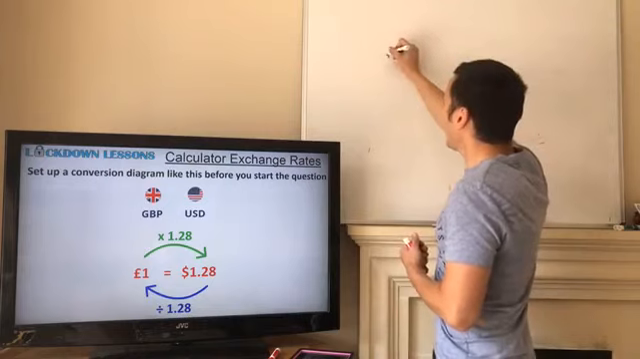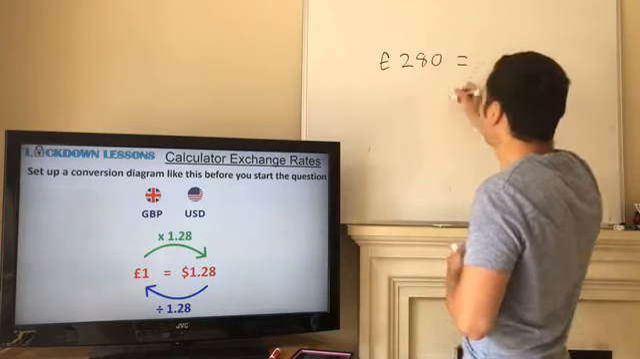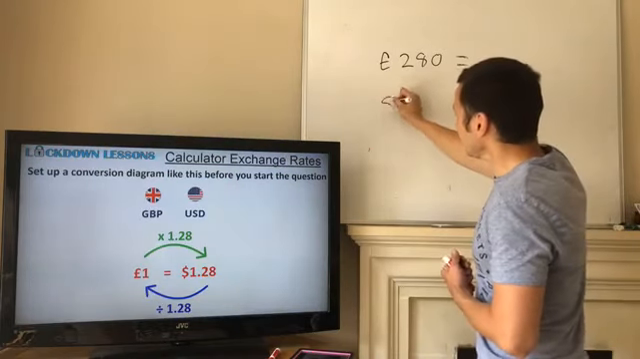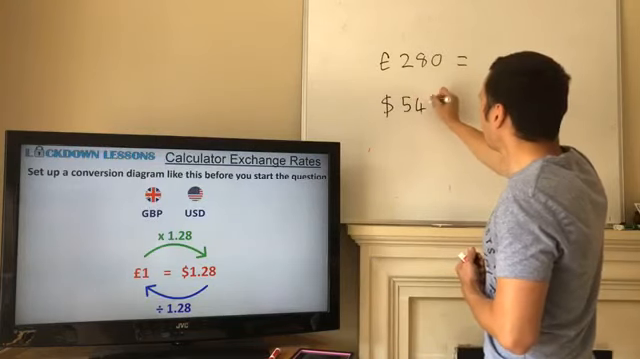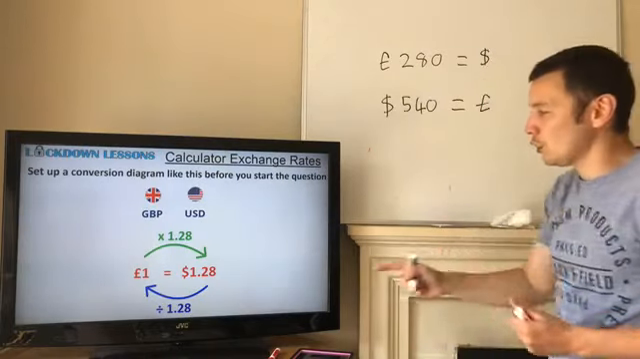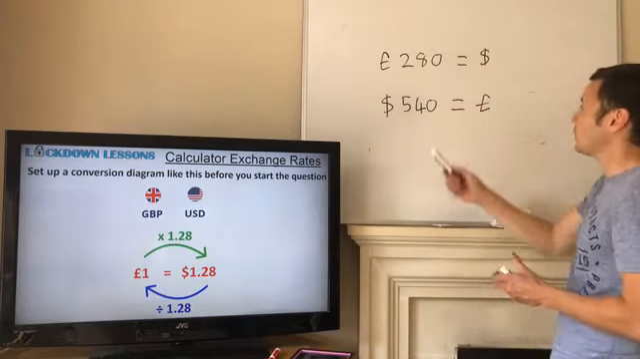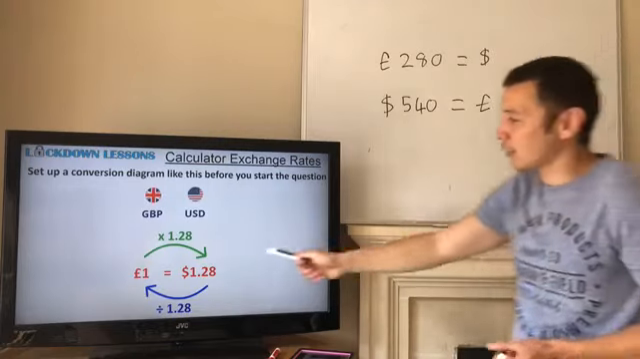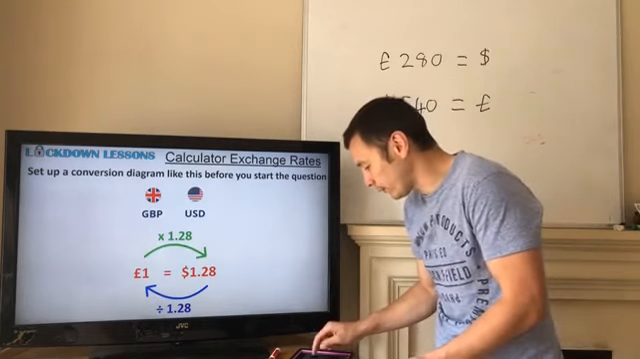Okay, number one, how much is £280 worth in dollars? And then the other one, how much is $540 worth in pounds? Okay, so use your calculator, use that method to convert those two currency questions on the board. £280 to dollars, $540 to pounds. It's so easy if you just use the arrows, but you've got to draw the arrows on yourself.